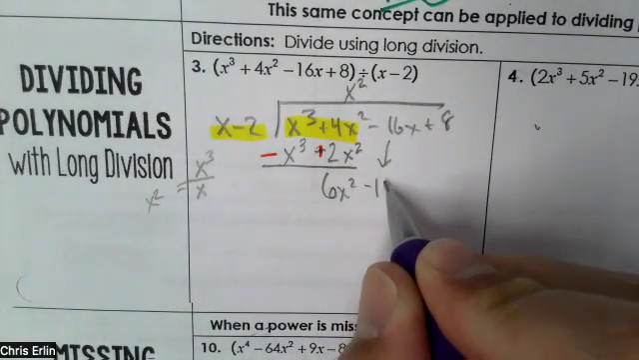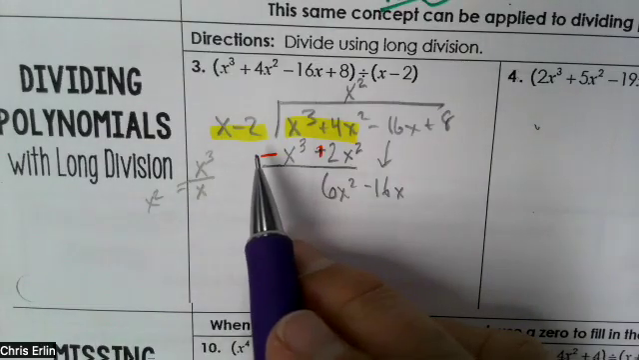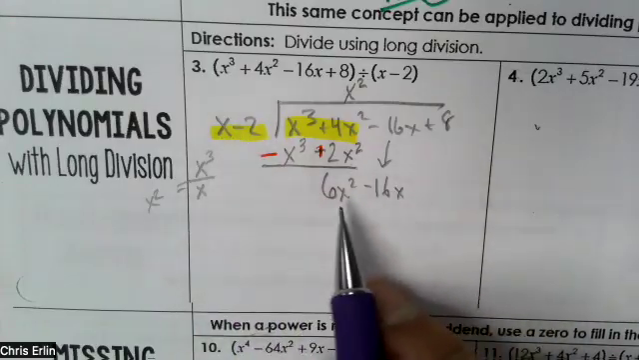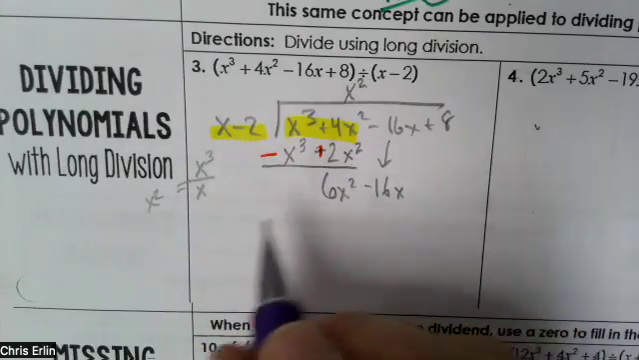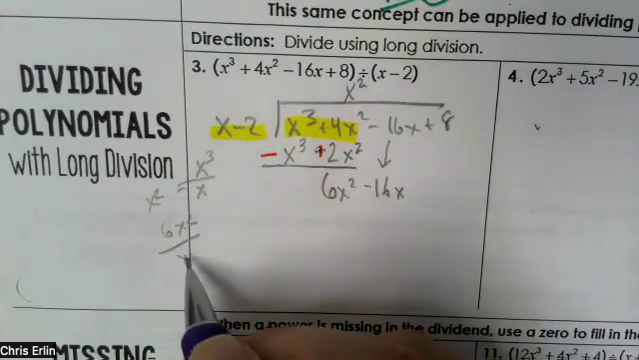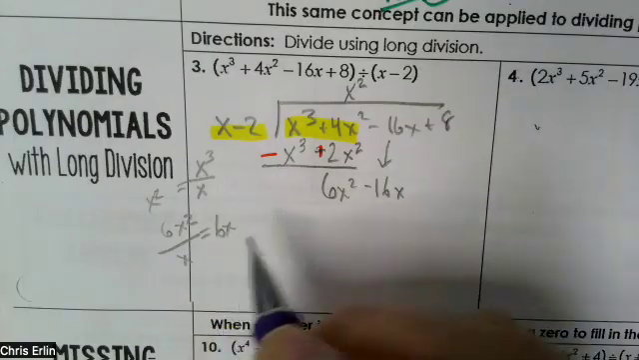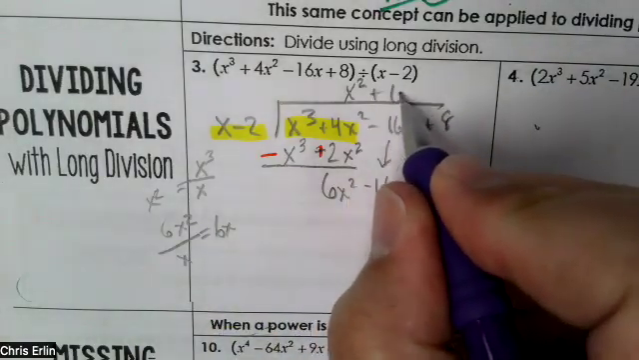Now what? Bring this down, -16x. Now I'm interested in seeing how many times this goes into it. So what I say is this term, the front one, 6x squared divided by the lead term here, x, what do I get? 6x. Positive, so this is going to be plus 6x.